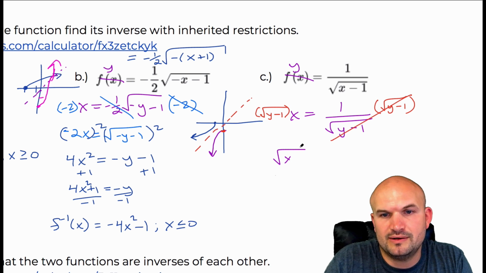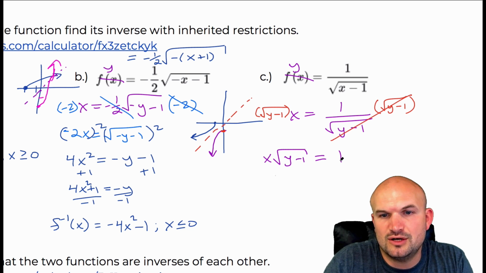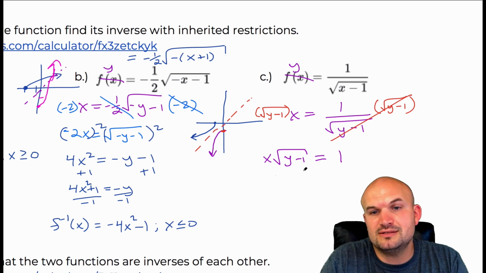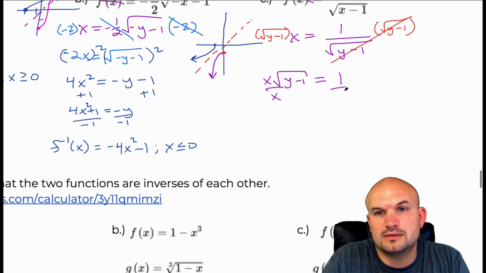I don't like how I wrote that. Now we could put the x in front instead of behind it. Therefore, you don't need to show parentheses over 1. Now again, we need to solve for y. So I am going to divide by x. So therefore, I have the square root of y minus 1 is equal to 1 over x.